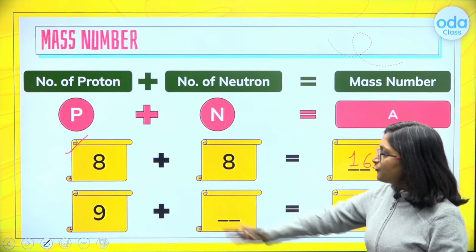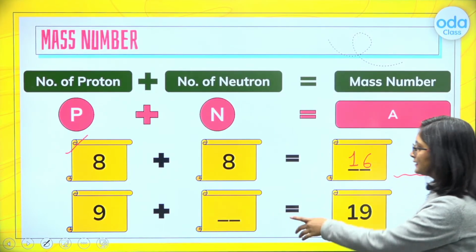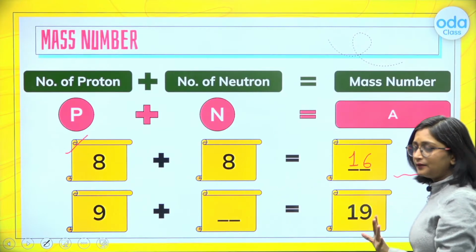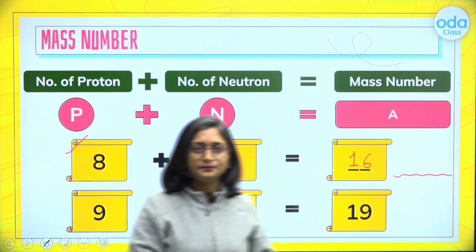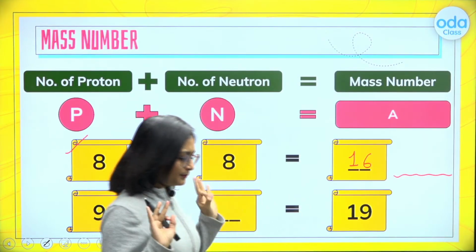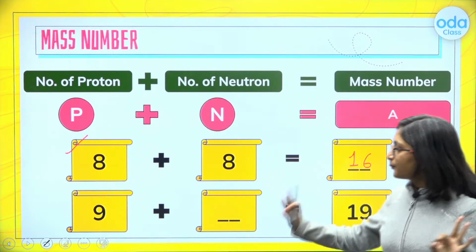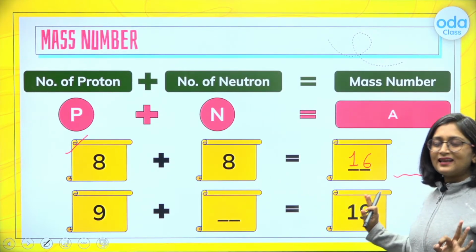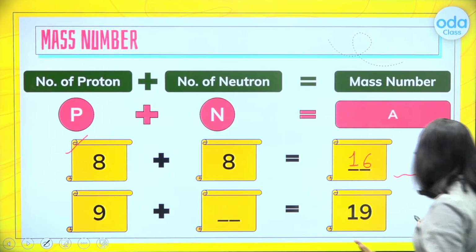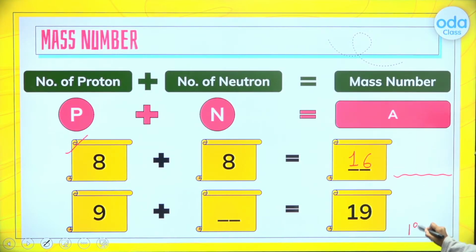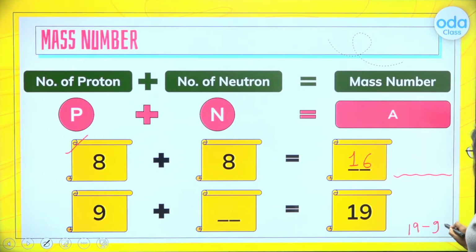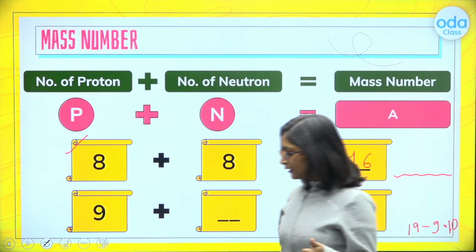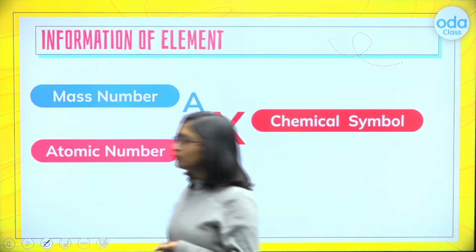Now, what would be the number of neutrons if the number of protons is 9 and the mass number is 19? What should be the number of neutrons? Come on, tell me, what do you have to do? Simple addition, subtraction. What do you have to do with 9 and 19? Subtract. So here, 19 minus 9 is equal to what? It is going to be 10. Did you get it? Definitely you must have understood.